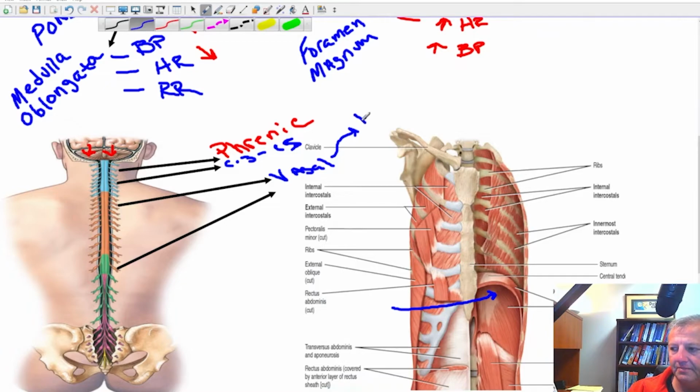Parasympathetic. Parasympathetic. I'm not going to spell it out, my pen's not working great. Parasympathetic. So what does the parasympathetic nervous system do? Does it raise heart rate or lower heart rate? It's going to lower heart rate.